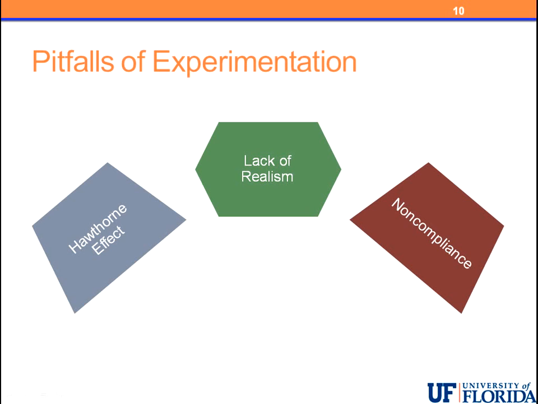Some problems with experiments relate to human behavior. The Hawthorne effect results when people in an experiment behave differently from how they would normally behave. Lack of realism, also called lack of ecological validity, results when the fact that researchers take control of the explanatory variable results in a rather unrealistic setting. Non-compliance is an issue in experiments due to the fact that some subjects will fail to submit to the assigned treatment or fail to follow their treatment precisely.